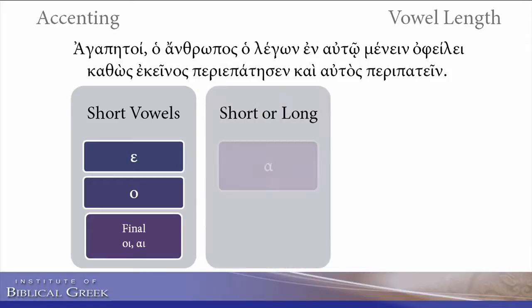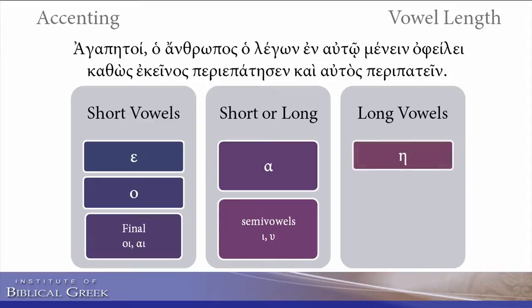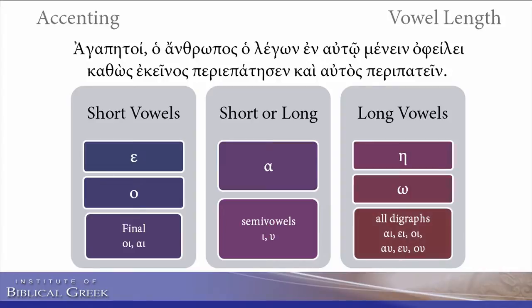Alpha may be short or long, as well as the semivowels, which are iota and upsilon. They function like Y. They may be used as a vowel or a consonant, and they may be either short or long. Eta and omega are always long. They're the two long forms of epsilon and omicron. And all of the digraphs, or the diphthongs, alpha iota, epsilon iota, omicron iota, alpha upsilon, and omicron upsilon, are always long, except for our exceptions, the final omicron iota and alpha iota.